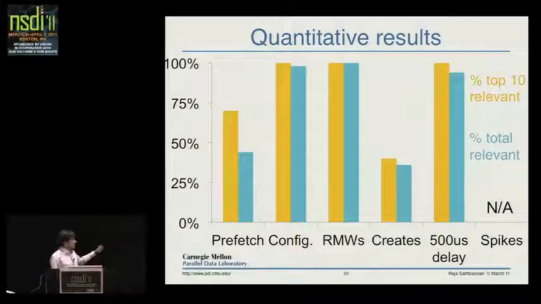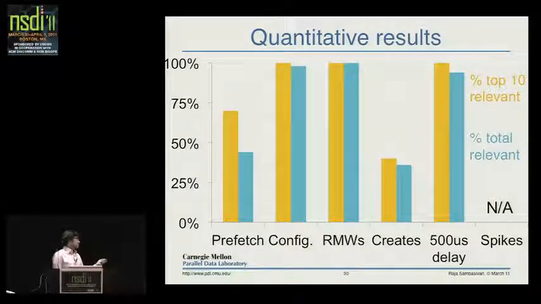Sorry, let me explain what this graph shows first. You see on the x-axis the different problems that we diagnosed. It's not important to understand their names, just that they're different unique problems. And the yellow bar shows the percentage of top 10 results that were relevant, and the blue bar shows the percentage of total results that were relevant. And so you see that in the best case, for the config problem, 100% of the top 10 results were relevant, and 98% of all results were relevant.